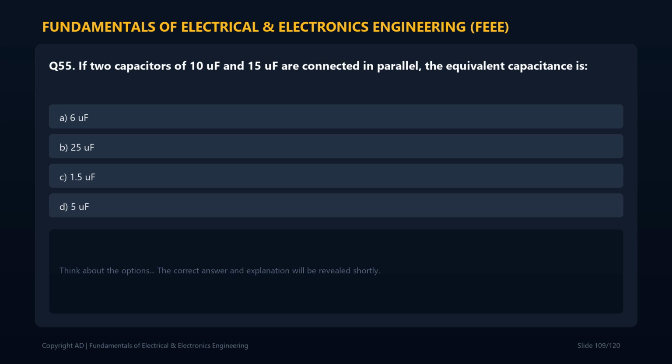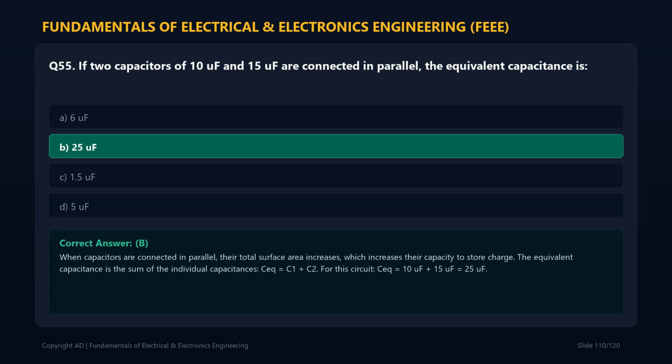Question 55. If two capacitors of 10 microfarads and 15 microfarads are connected in parallel, the equivalent capacitance is option A. 6 microfarads. Option B. 25 microfarads. Option C. 1.5 microfarads. Option D. 5 microfarads. The correct answer is B. 25 microfarads. In parallel, capacitors simply add up, meaning the total capacitance is 10 plus 15, which is 25 microfarads.